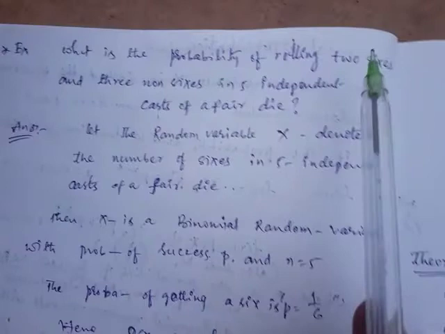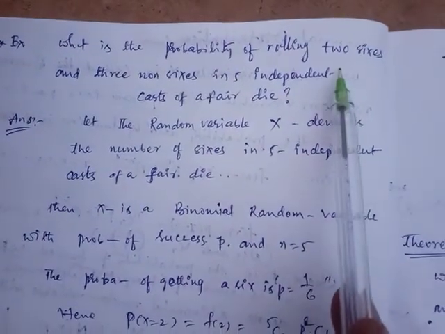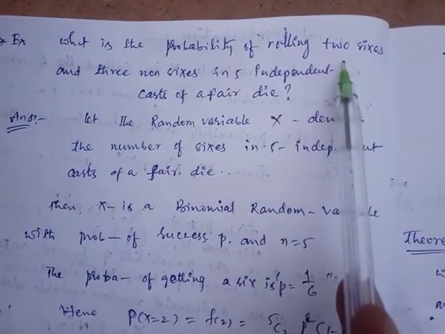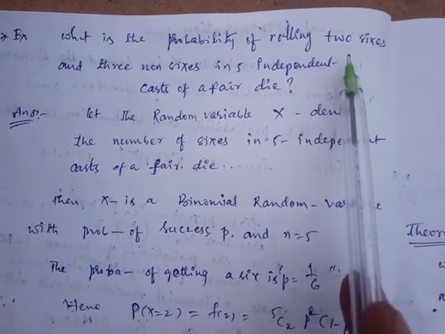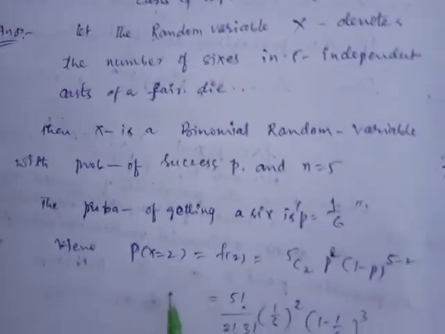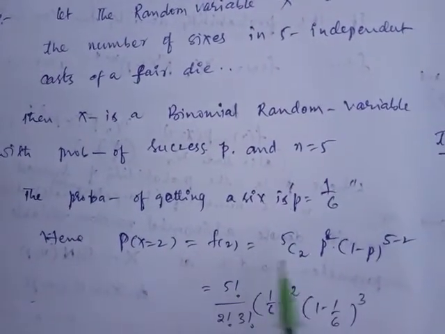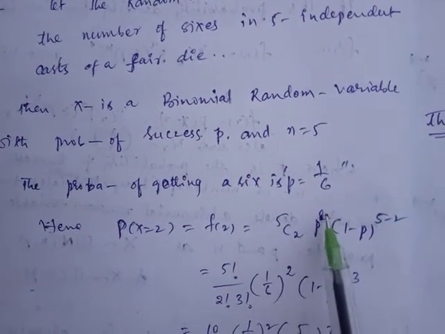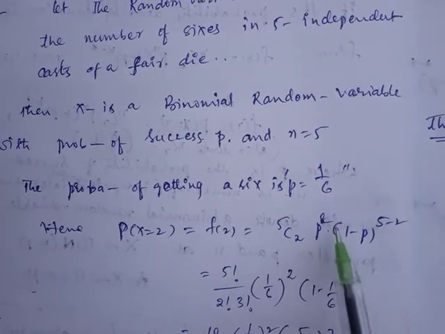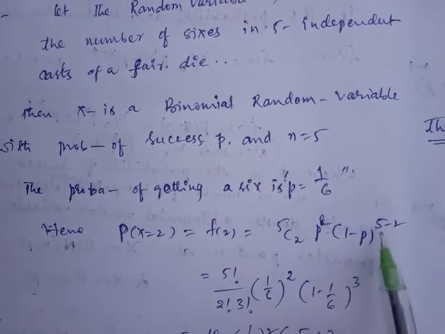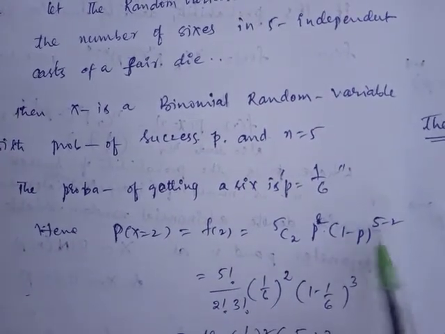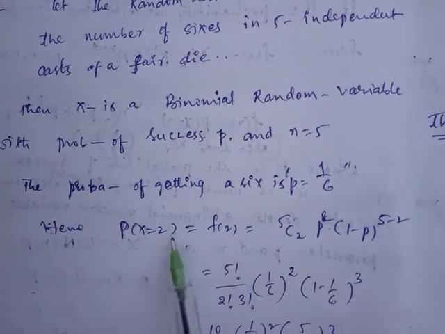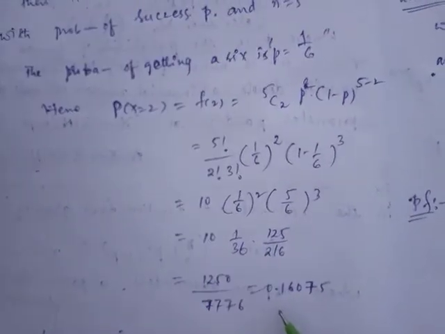For 2 sixes in 5 trials, that is 5C2. Probability of x equal to 2, f(2), equals 5C2 p^2 (1 - p)^(5-2). It's the density function: success probability to the power 2 into (1 - p) to the power 5 minus 2. Here x equal to 2. Simplify this and you will get the total value.